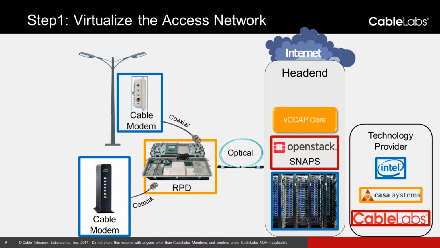But really the first part of what we did is we virtualized the access network. So we used the virtual CCAP core VMs from CASA with their RPD, and then Intel provided the servers and the cable modems, and we ran the Snaps software on top, and we basically were able to run the data plane and control plane all in the same cloud. And with this, we were able to do connectivity, all the DHCP requests for the cable modems, for the RPD configuration, were all hosted centrally in the Headend on commodity hardware.